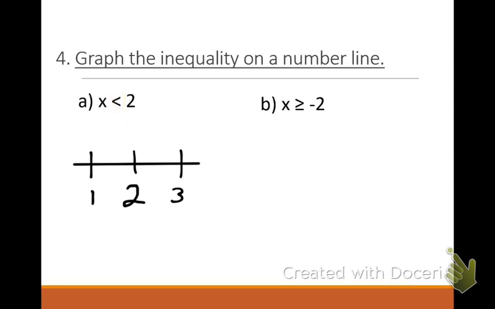That is an open circle. Why? Because it's not equal to. That means 2 cannot be a solution to this problem. So that's why it's an open circle, so we don't think that the 2 can be.